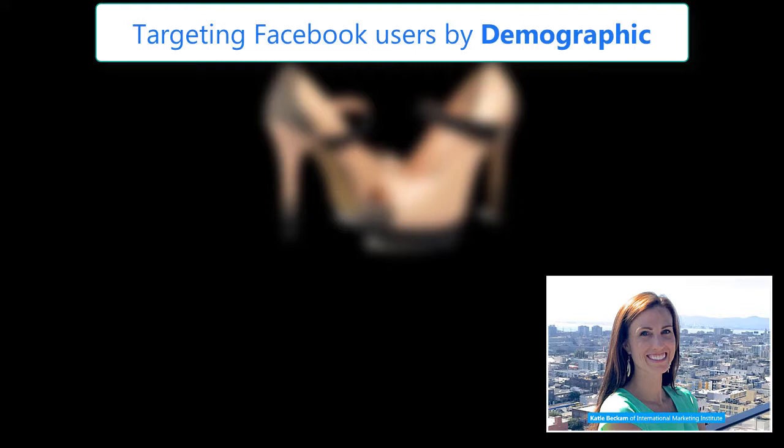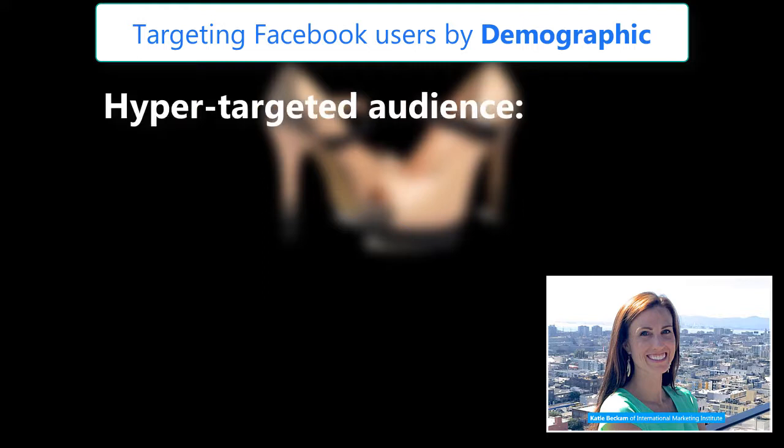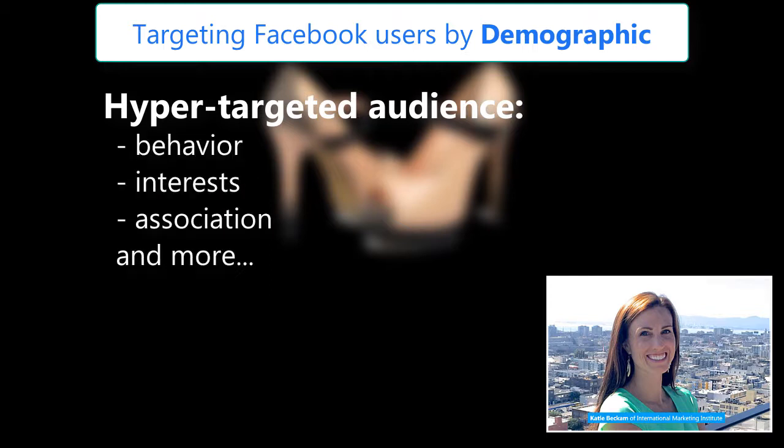So you can cross-layer these demographics to make hyper-targeted audiences. You can layer behavior plus their demographic plus their interests plus their associations. I'll just keep going until Facebook's like too small, or if I run it and I'm getting hardly any people, then I'll back out a little bit.